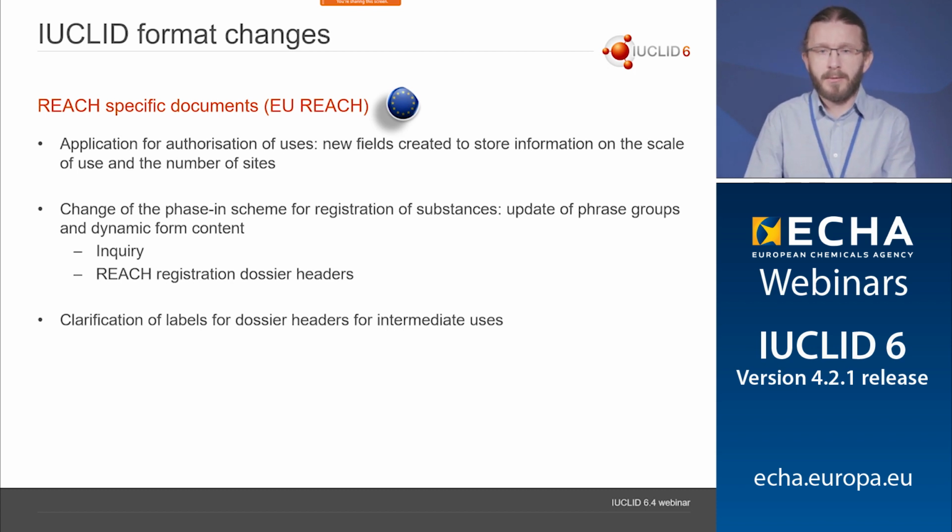After these harmonized documents, I go to specific templates in Euclid that are introduced to support specific regulatory requirements. I'll start with the REACH regulation. For application for authorization of uses, we have created new fields to store information on the scale of use and the number of sites for the uses for which an authorization is required.